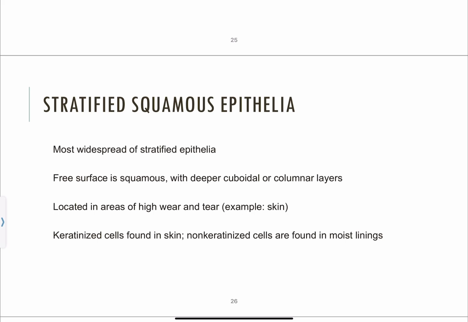It's going to be in areas where there's high wear and tear. So our skin is going to be a main one. We can also have keratinized and non-keratinized stratified squamous epithelia. So if we're talking about keratinized, that can be on our skin, and non-keratinized would be in our internal cavity, so something like our vagina. The keratinization is really just a hard, tough pigment, so we would expect to have a harder pigment in areas exposed to the external surface, like our skin.